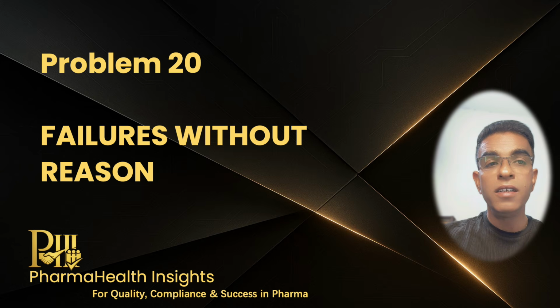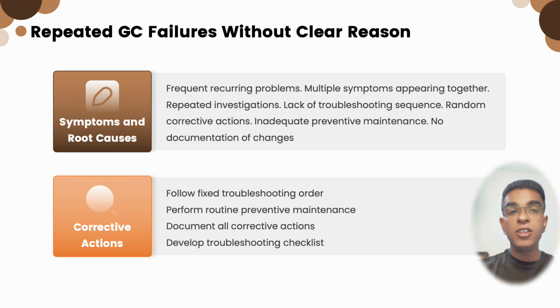So, friends, finally, let us bring everything together in one practical troubleshooting mindset. Repeated GC failures usually indicate not a single technical problem, but a poor troubleshooting approach. When analysts change parameters randomly, root cause identification becomes impossible. Lack of preventive maintenance leads to gradual deterioration of system performance. Absence of proper documentation makes recurring issues difficult to track.